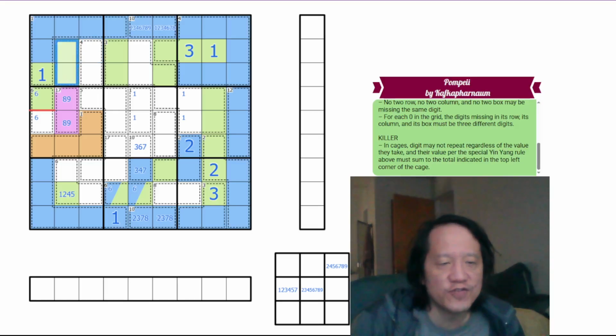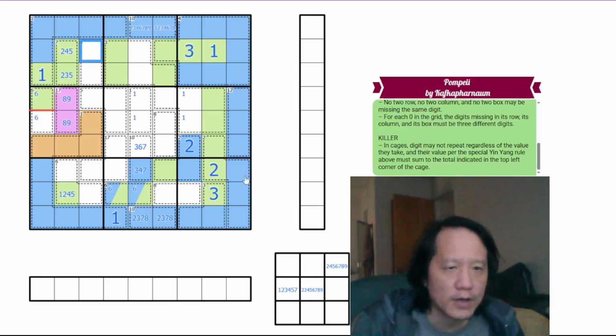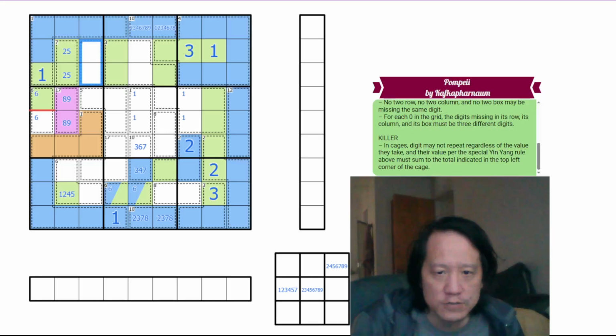This has to be 2, 5, or 3, 4 to add up to 7. Cannot be 3, 4, so this must be a 2, 5 pair. Because we have only 1, 4 here. This cannot be 2 and 5.